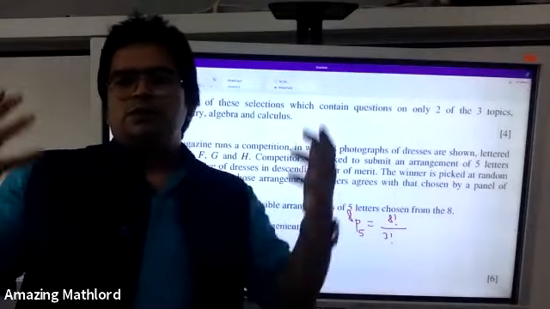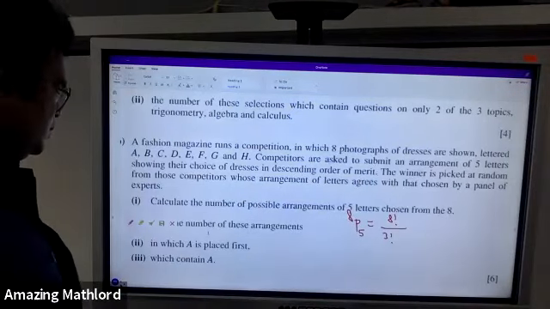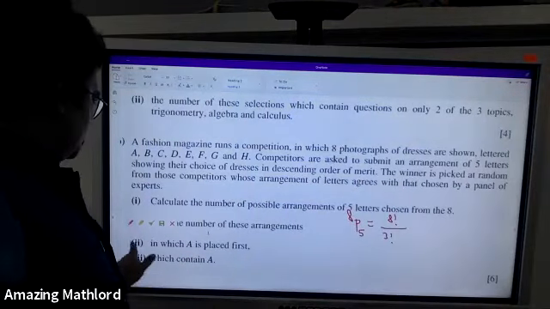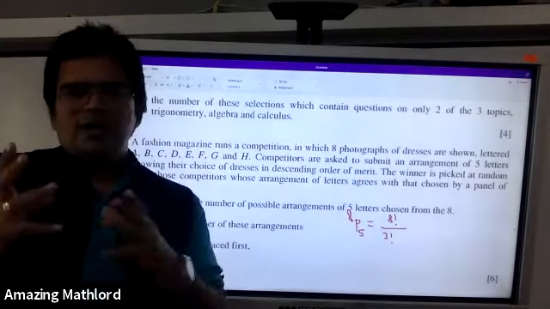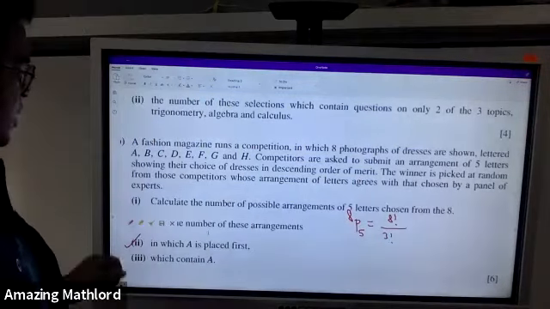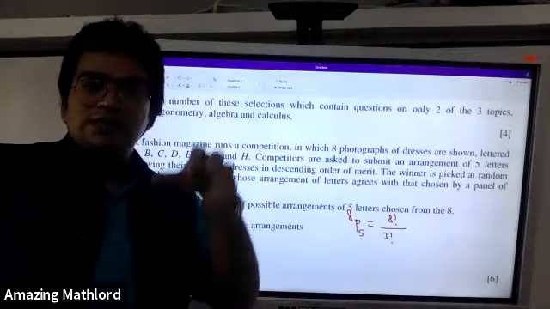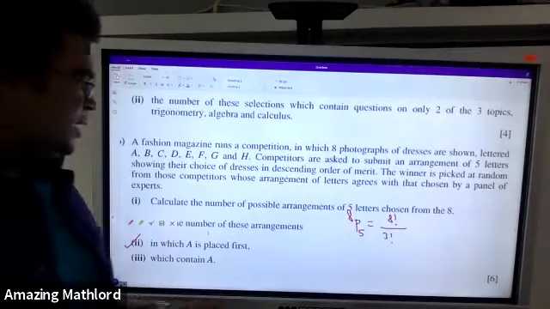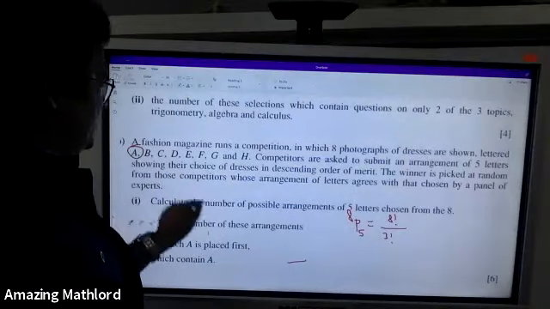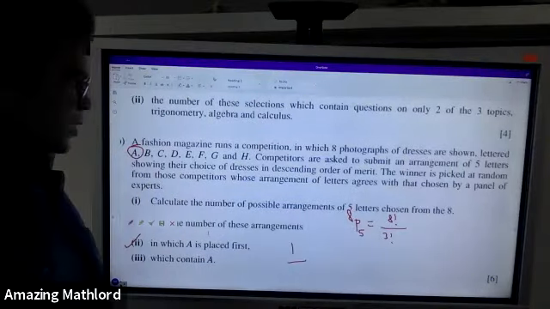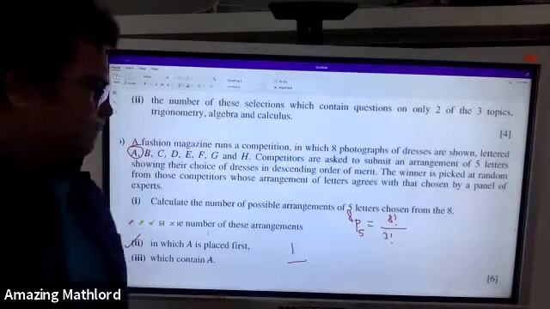NPR formula, n factorial over n minus r factorial. The second one is in which A is placed first. Since you're always keeping A in the first position, there's only one of the A letter, so that's one way.